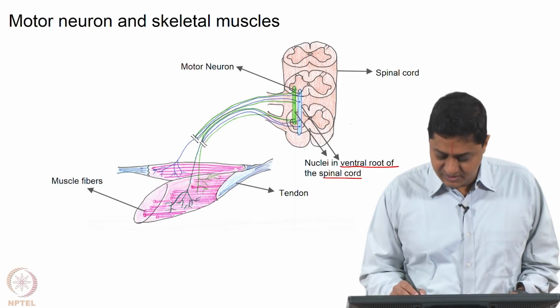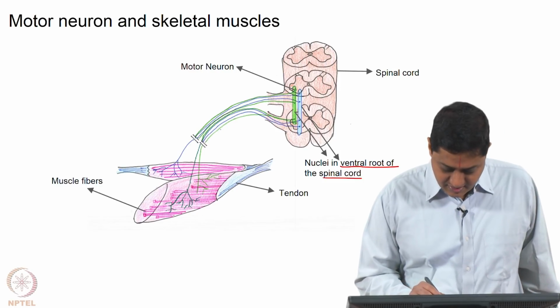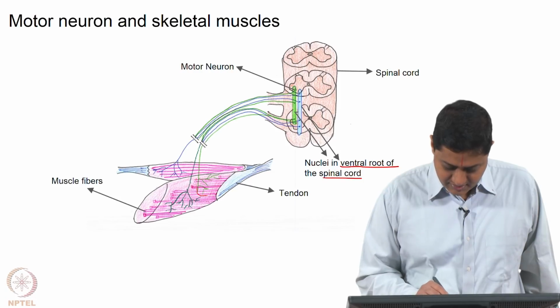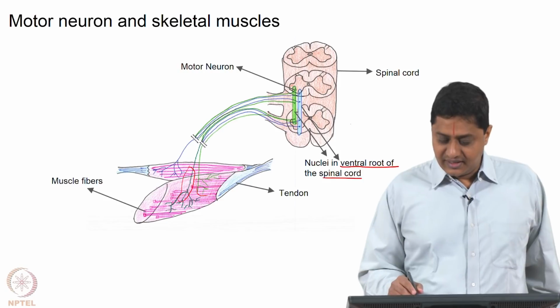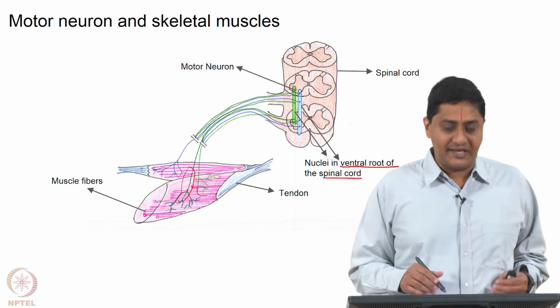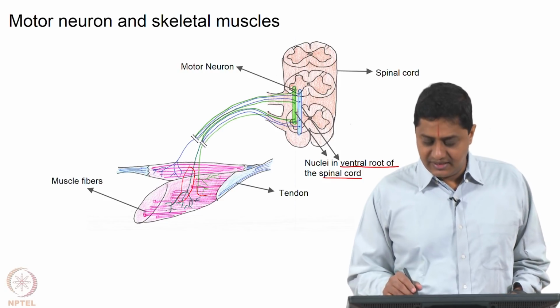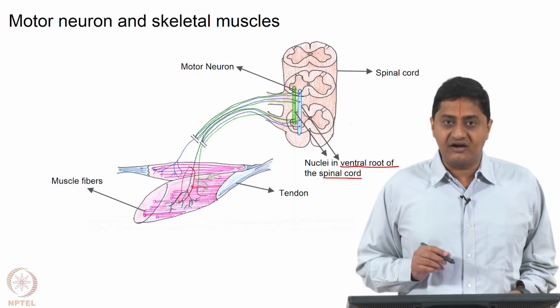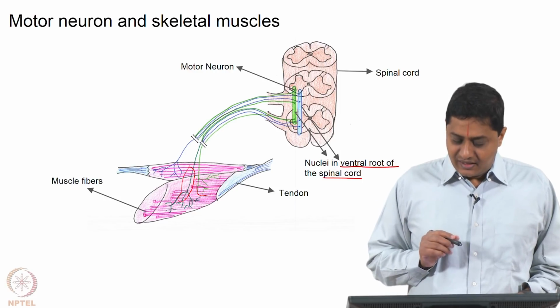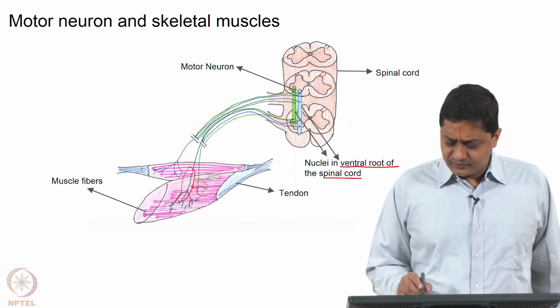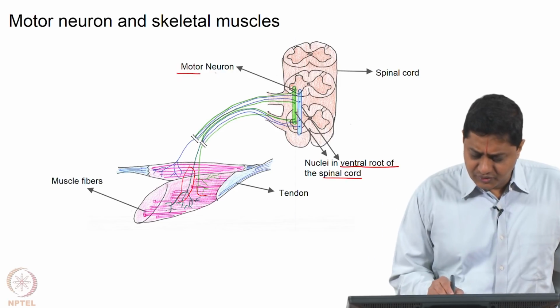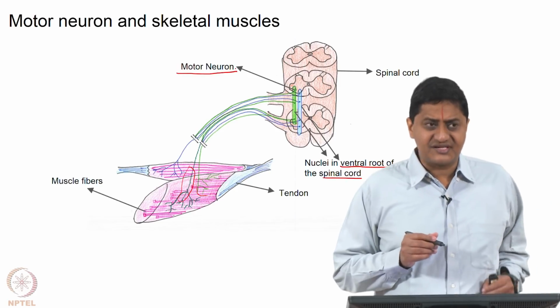That means what you see here, that there are some green lines coming here and some different colored lines coming here. They are coming from different, distinct nuclei in the ventral side of the spinal cord. These neurons are called motor neurons. Why are they called motor neurons? We saw in previous classes why.